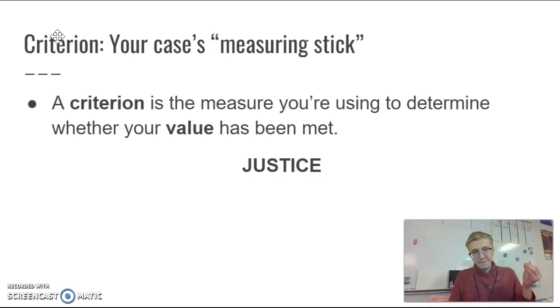Okay? But now, what does that mean exactly? How do we know that justice has been met? Do I just get a vibe on the room or on society and say, yep, we're more just now than we were earlier? Well, no. We're going to look to some philosophers to help us out.